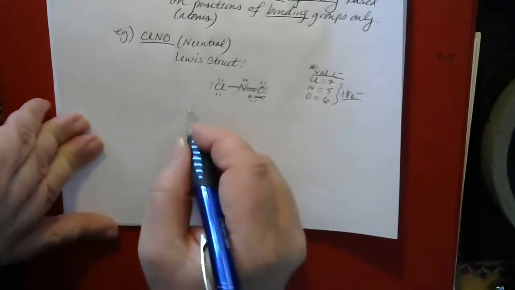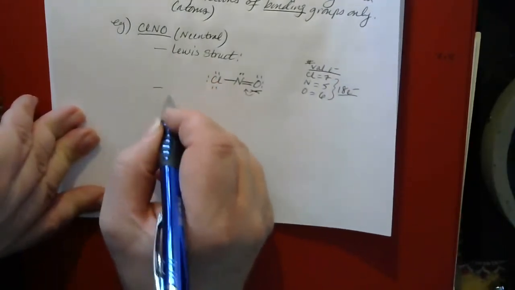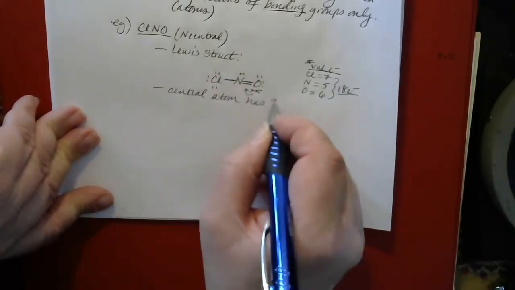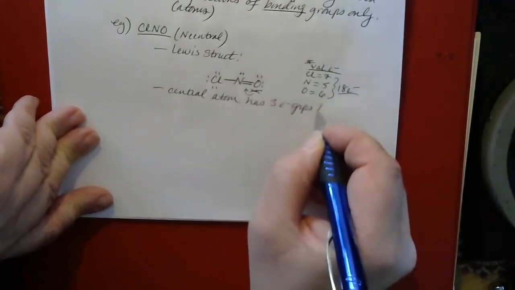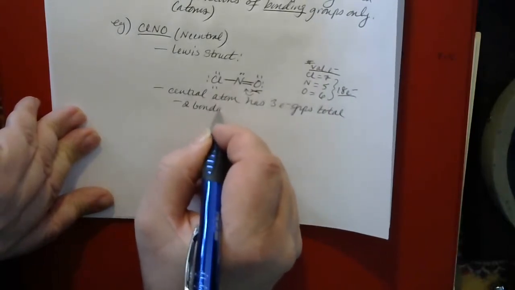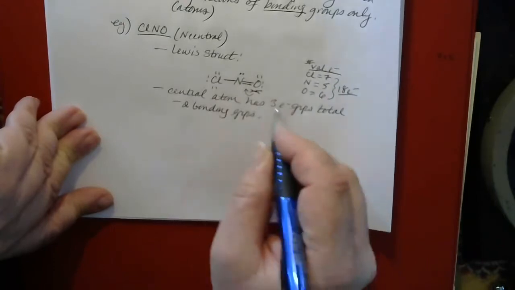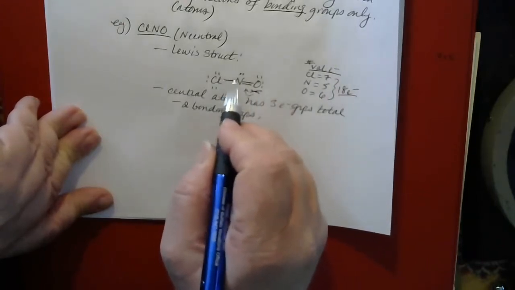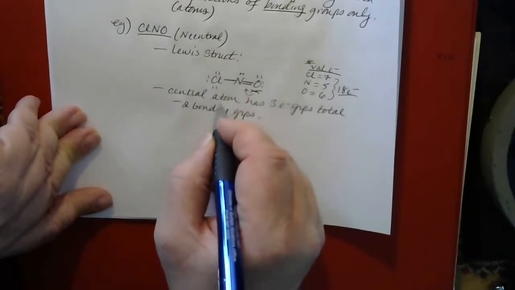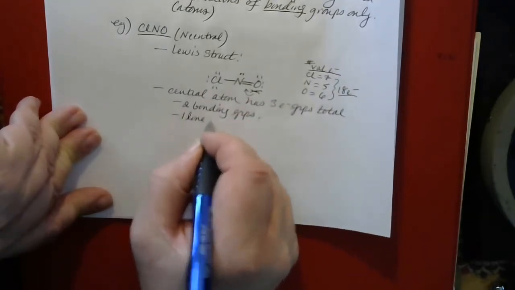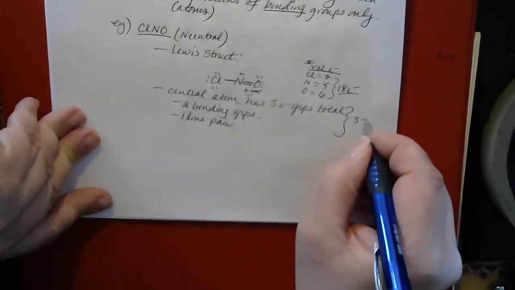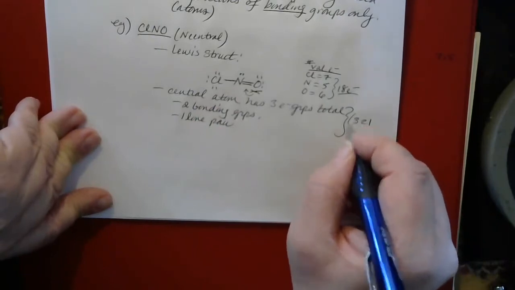The central atom has 3 electron groups on it in total. Two of them are bonding groups. The single bond counts as 1 group. The double bond counts as 1 group. So that's 2 groups that are involved in bonding. And there's 1 lone pair. So this is 3, 2, 1 in the terms that our table uses.